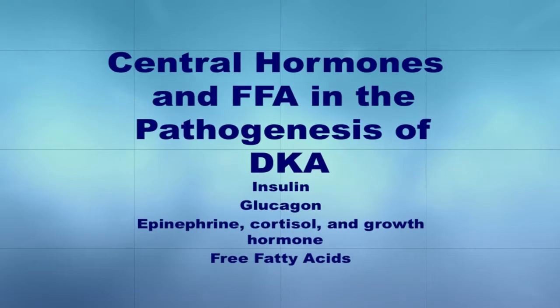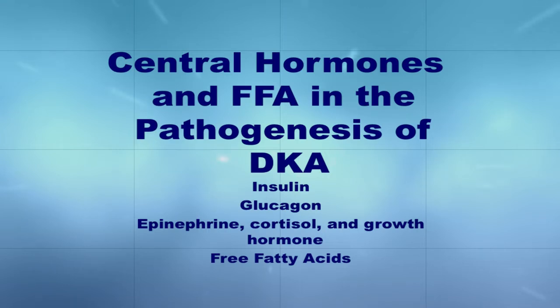The hormones that are central to the pathogenesis of diabetic ketoacidosis are listed in this slide. They include insulin, glucagon, and the stress hormones, namely epinephrine, cortisol, growth hormone, and of course, central to the pathogenesis of diabetic ketoacidosis is the free fatty acid.